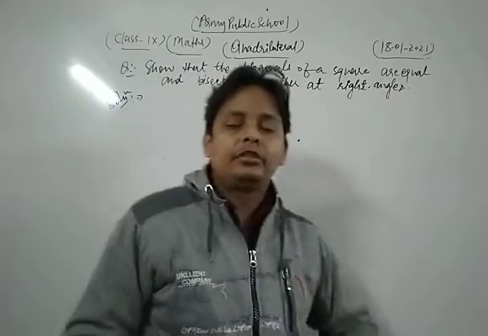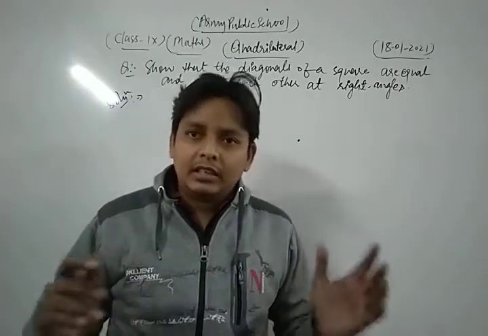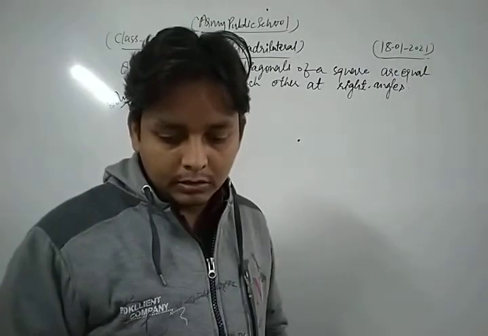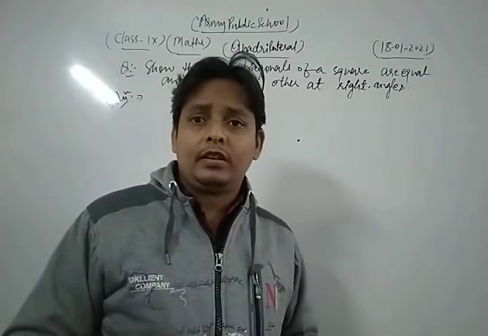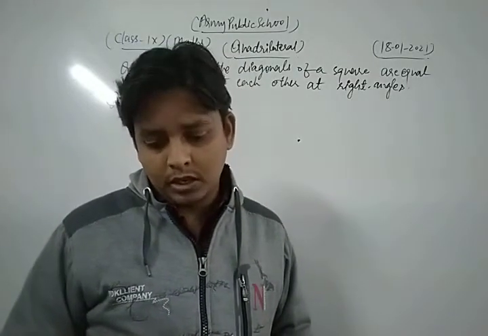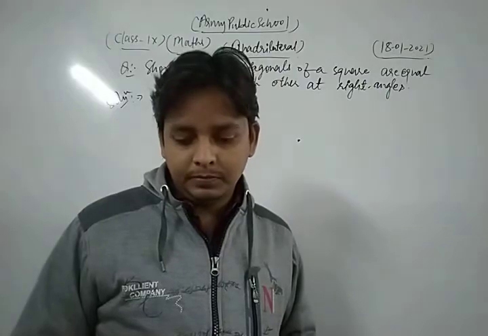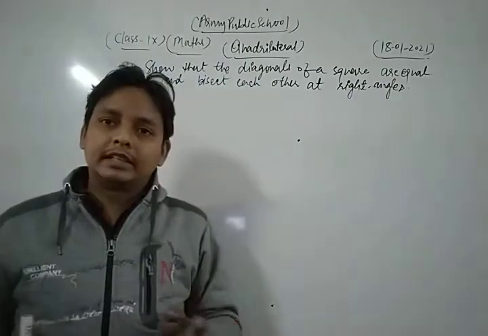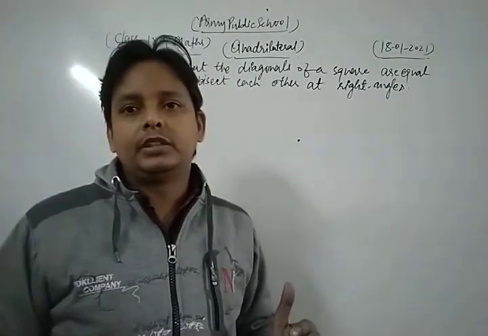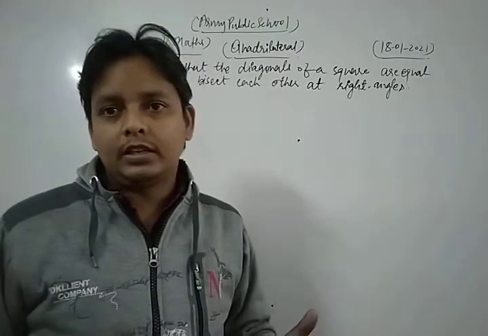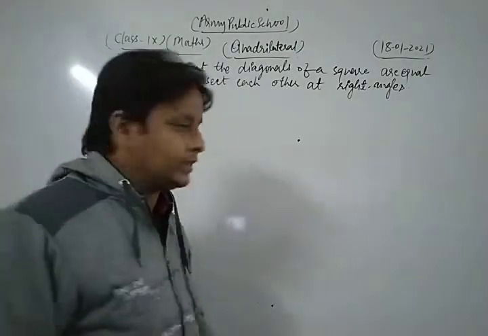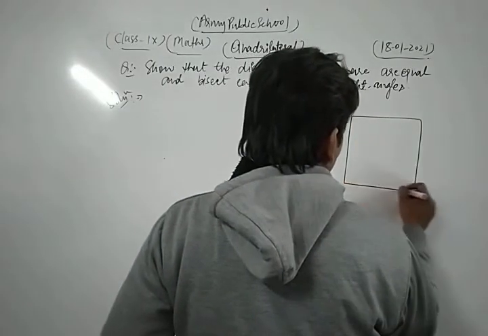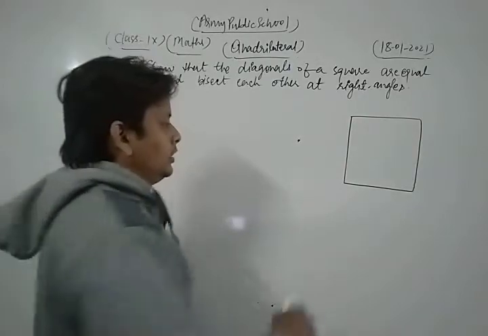Yes friends, we have to show that in square ABCD, the diagonals of a square are equal and bisect each other at right angles. So first of all, in that question we draw a square, and according to the question we solve it.